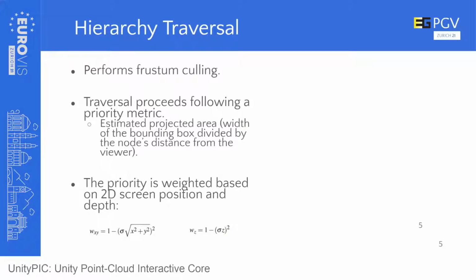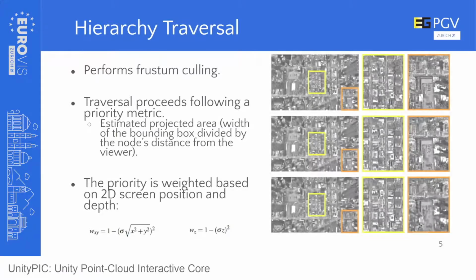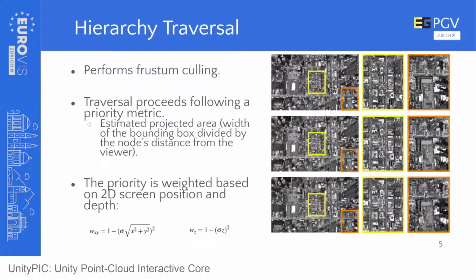The hierarchy traversal process mainly performs culling. The traversal process usually follows a priority metric. In our pipeline, we simply use the estimated projected area through perspective projection. Also, we weighted the priority to allow more points to be rendered towards the middle of the screen, as well as more closer points being rendered. These weights can be configured via a user parameter. The figure here shows that from top to bottom, the center becomes more focused, while the borders become less focused due to the adjusted user parameter.